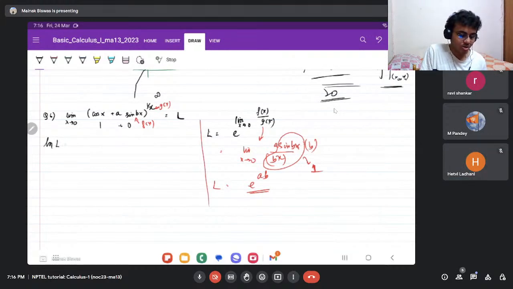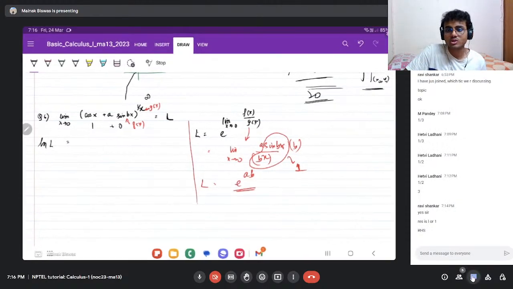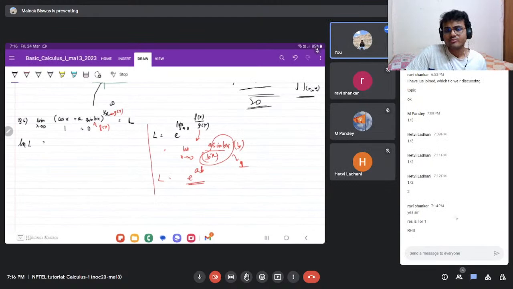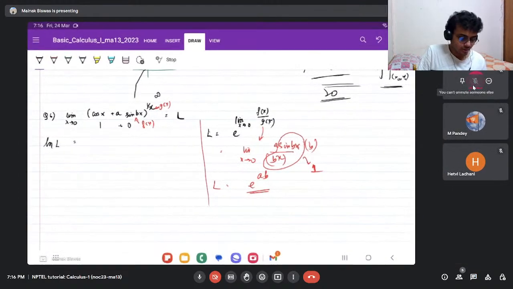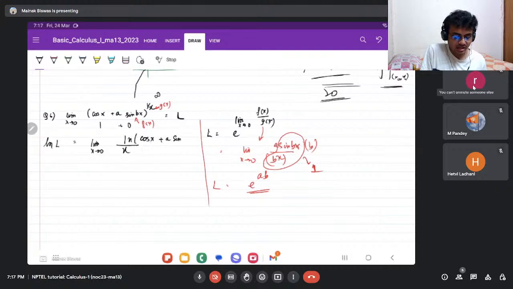I take log on both sides is another way to do it. I think Ravi was suggesting take log on both sides. So let's take log. Let's assume that the derivative exists, it is a continuous function. So I get 1 by x log of cos x plus a sine bx, right?